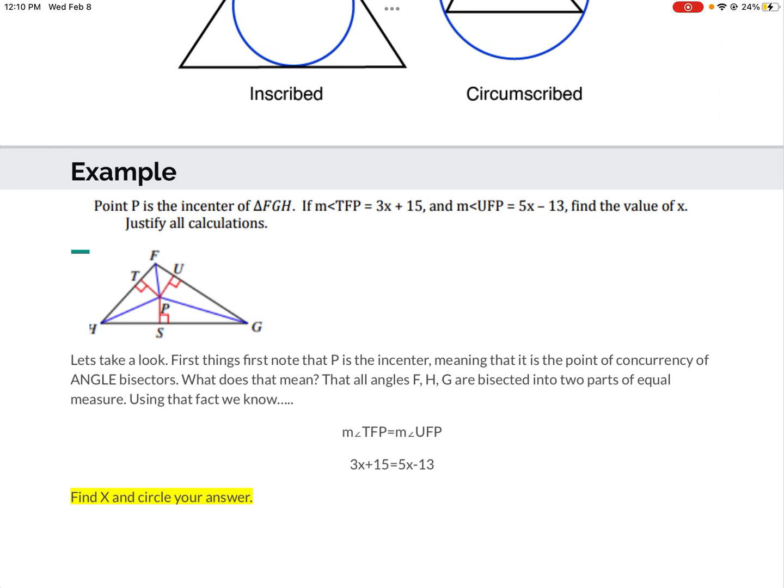So I started off for you. I give you a little hint as to how to set it up. Once again, I would like you to solve for x. I should have also said to find what the angle measure is. If you find the angle measure, that would also be nice. I should have been more specific. So circle your answer when you're done.